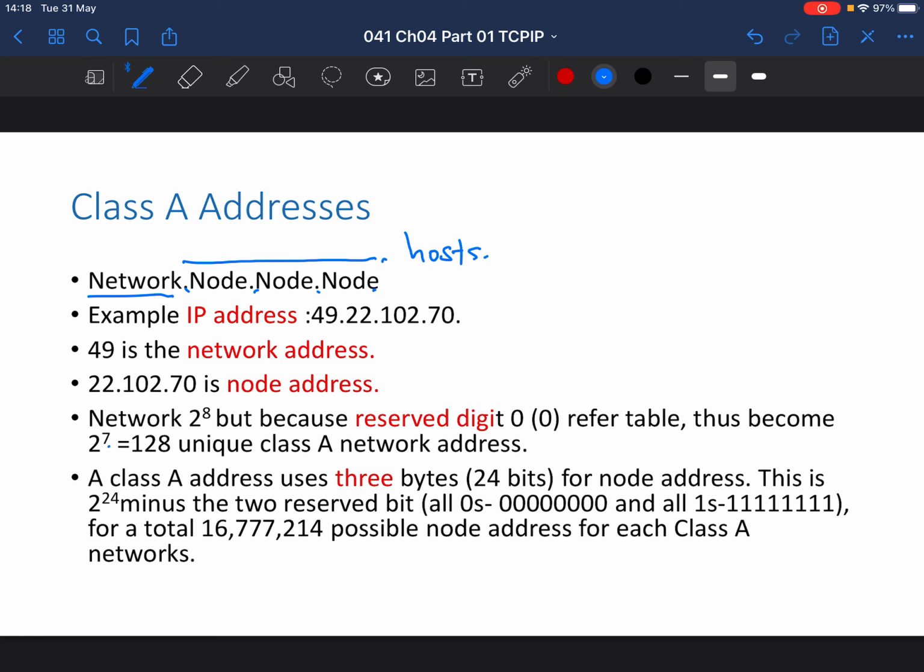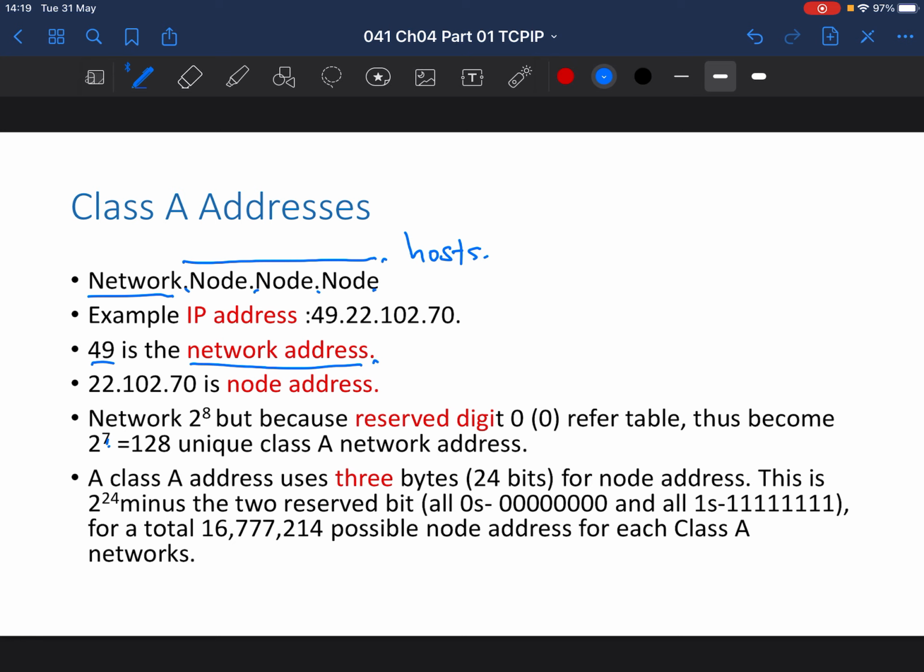Example IP address 49.22.102.70. 49 is the network address, the first byte or the first octet. 22.102.70 is the node address, the host. Network 2 to the power of 8, but because of the reserved digit 0, it becomes 2 to the power of 7, equal to 128 unique Class A network addresses.